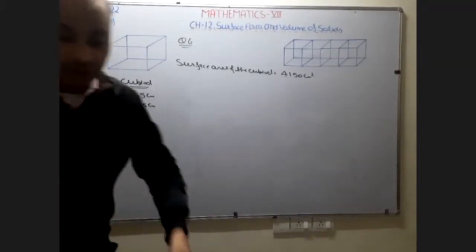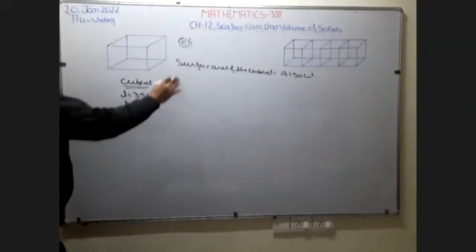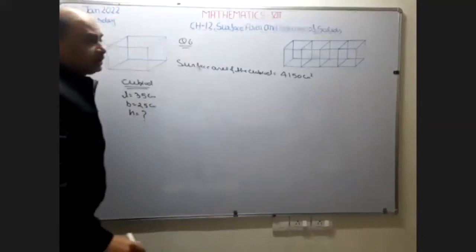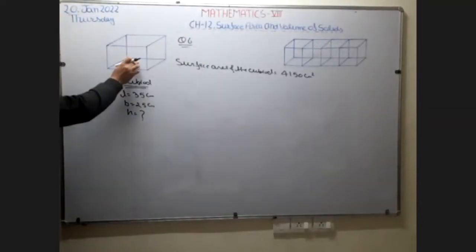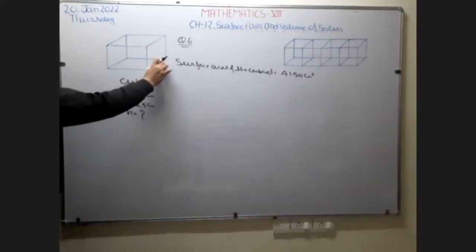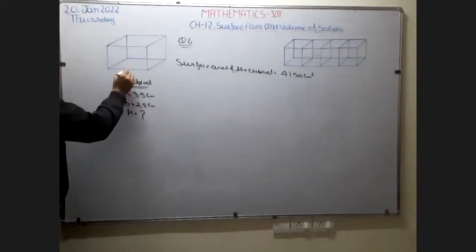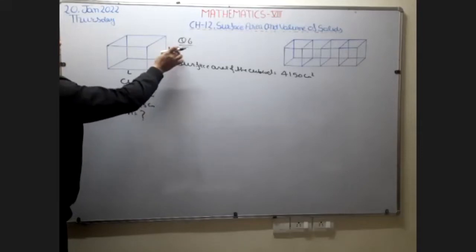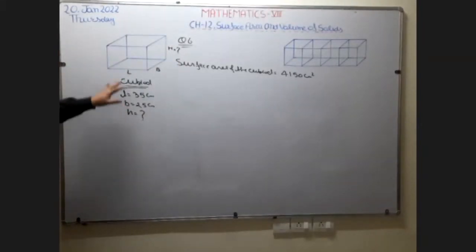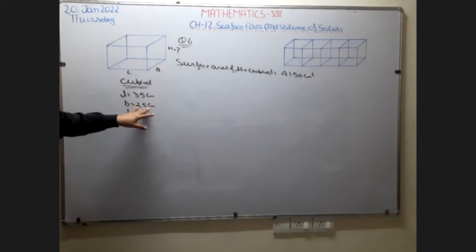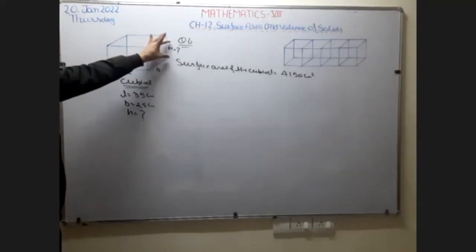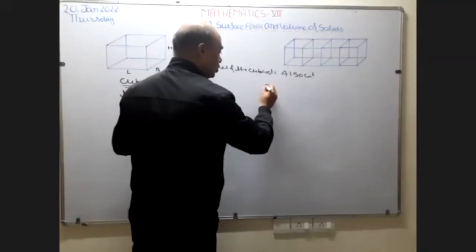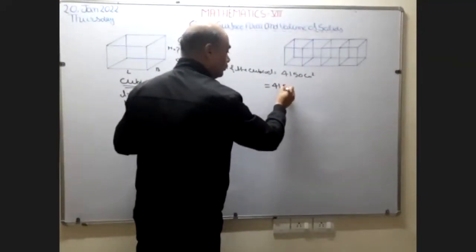Now check this question. What is given in this question? In question number 6, the surface area of the cuboid is given, 4150 centimeter square. The length of this cuboid is given, 35 centimeters. The breadth of this cuboid is given, 25. This one is the length, this one is your breadth, and this one is your height. So in this question, we're going to find the height of the cuboid. Since this is the constant value, it is going to remain the same, 4150.